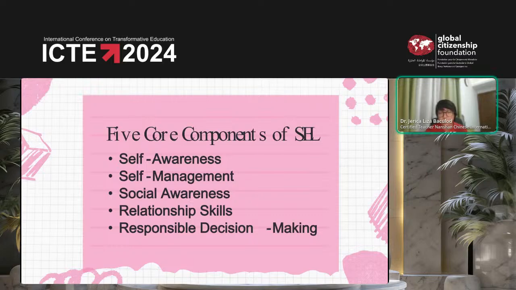Okay. Next is responsible decision making. Here, students learn to make ethical and safe choices by considering the outcomes of their actions. This builds a foundation for critical thinking and accountability. So, aside from having good relationships and being aware of themselves, they should also be responsible in making their decisions and in terms of their actions.